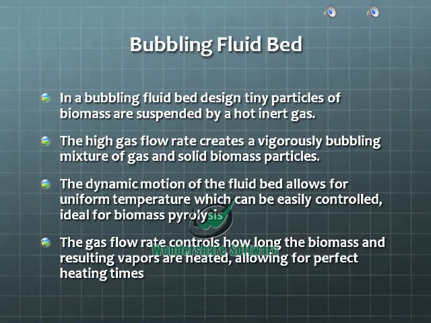In a bubbling fluid bed design, tiny particles of biomass are suspended by a hot inert gas. The high gas flow rate creates a vigorously bubbling mixture of gas and solid biomass particles. The dynamic motion of the fluid bed allows for uniform temperature, which can be easily controlled, ideal for biomass pyrolysis. The gas flow rate controls how long the biomass and resulting vapors are heated, allowing for perfect heating times.